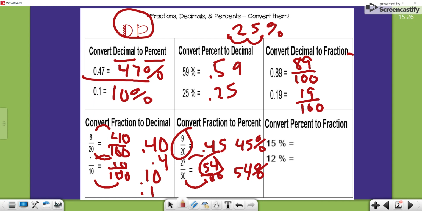Now, the last section, convert a percent to a fraction. Every percent is this number over 100. 15 over 100. Now I can simplify that. I know that they are both divisible by 5, or 5 is a common factor. 15 divided by 5 is 3. 100 divided by 5 is 20. So 15% is 3/20.